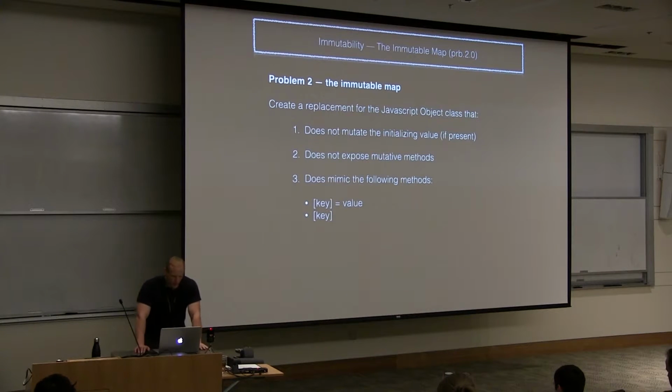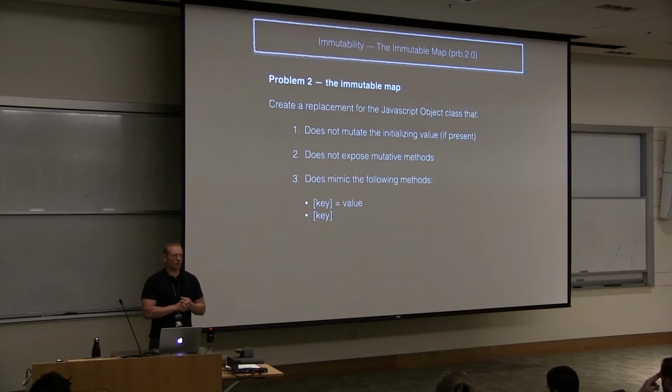We want to create a replacement for the JavaScript object class that does not mutate the initializing value, does not expose mutative methods, and does mimic the following methods. That is a key set and a key get, which you can do several ways in JavaScript. So we're going to set the value of a key on a map, and we're going to get it. Only two methods. Should be a little bit easier.